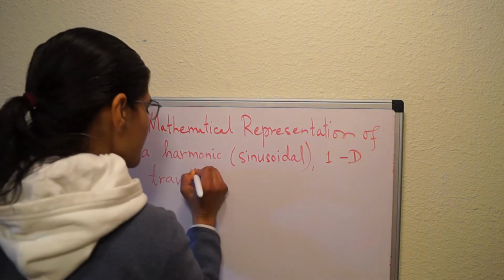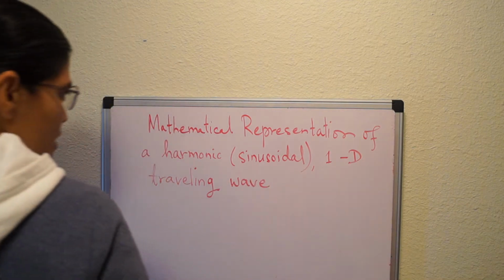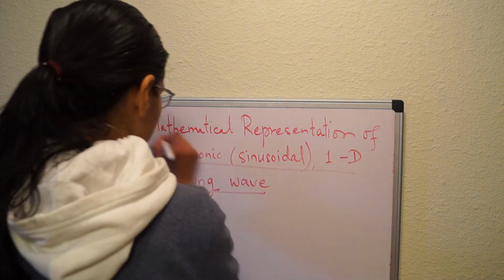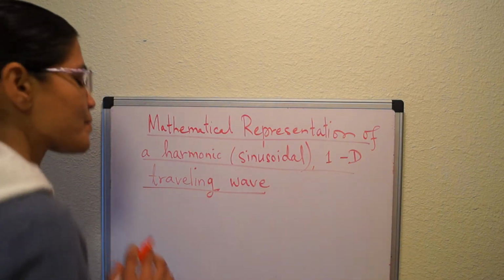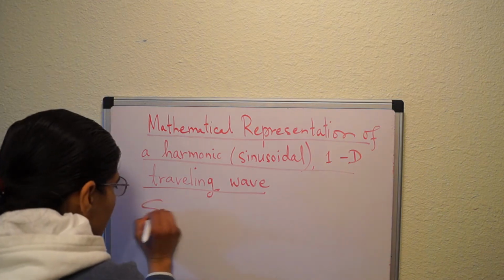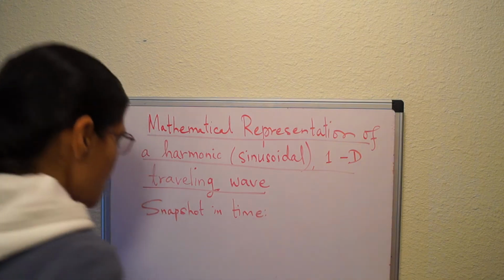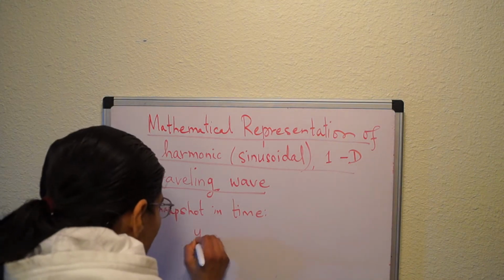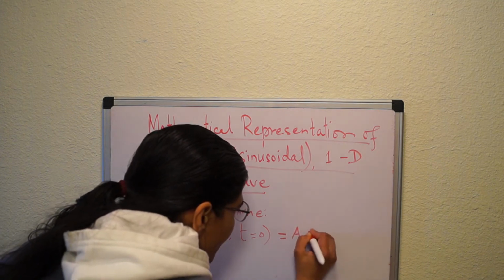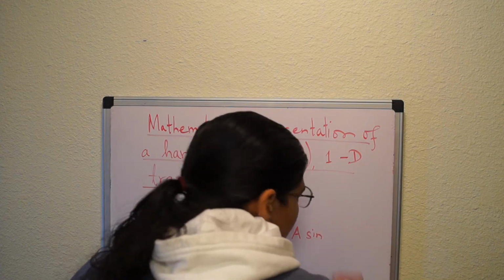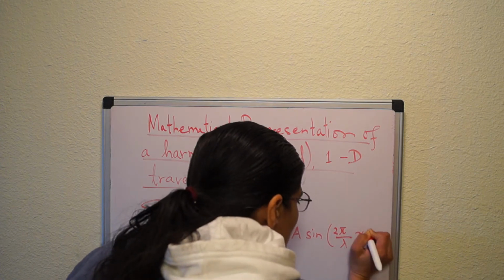I'm going to write the American style of traveling, with one L, traveling wave. So how do we represent the wave? For example, even the wave on the string. Let's say a snapshot in time. This is given as y(x, t=0), and that is just like a sine, really just like how we did for simple harmonic motion, okay? A sine of 2 pi over lambda times x.